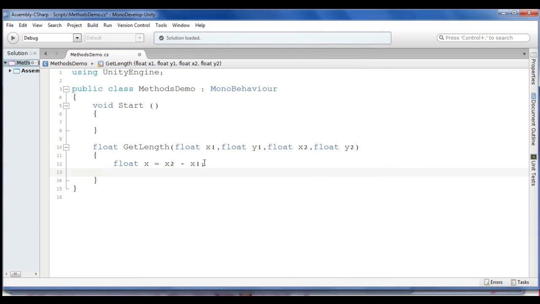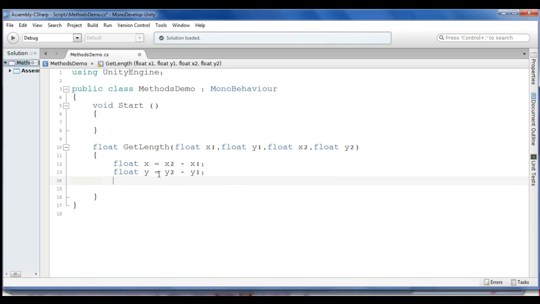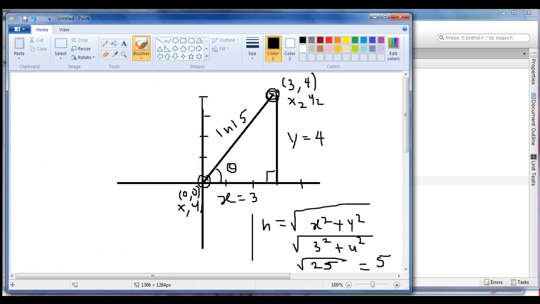That is the x distance. Similarly, float y distance, we are going to say y2 minus y1. We get the y distance. And you can see here y2 is 4. 4 minus y1, y1 is 0. 4 minus 0 is 4. That is the y value. Okay, we got x and y. You can say x distance or y distance. Then we need to find out the actual distance, right? We have now x distance and y distance.